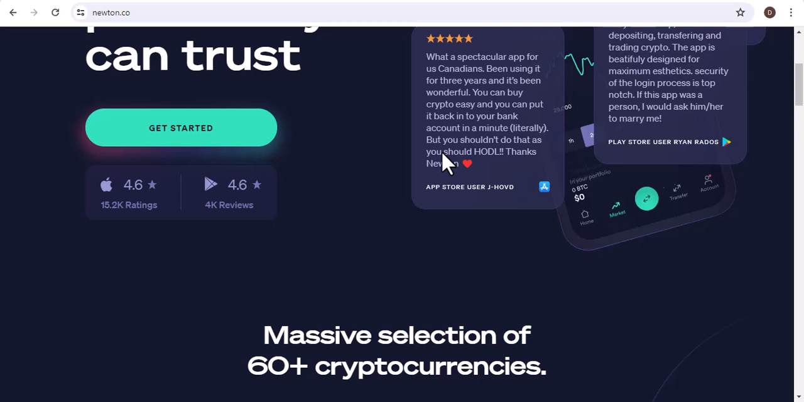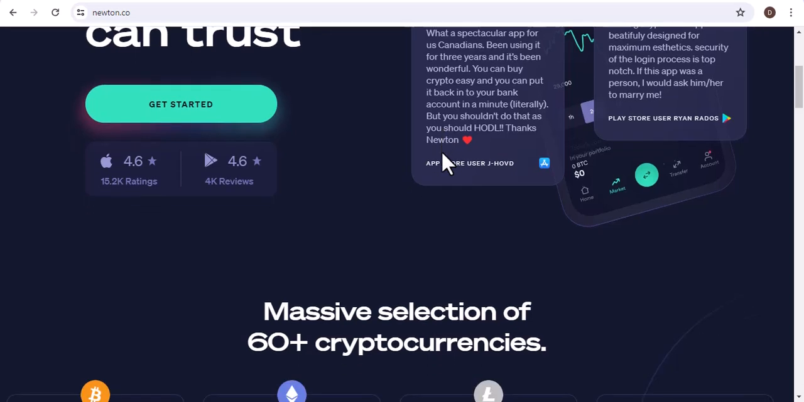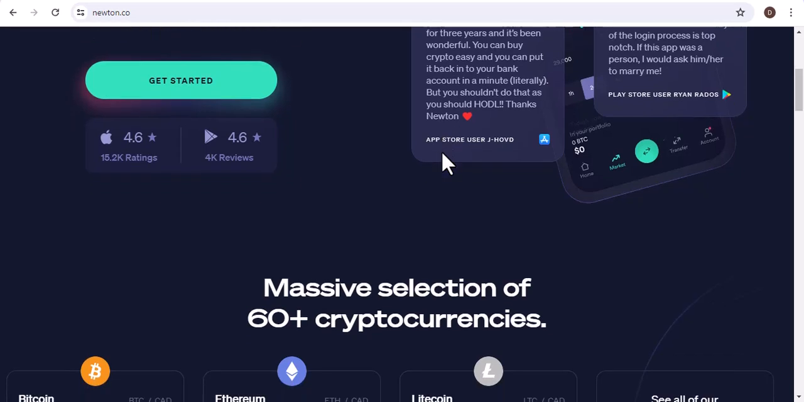How to buy USDT in Newton? Buying USDT in Newton is easy. All you need to do is create an account and deposit some funds. Once you have done that, you can simply go to the USDT page and click on the Buy button.